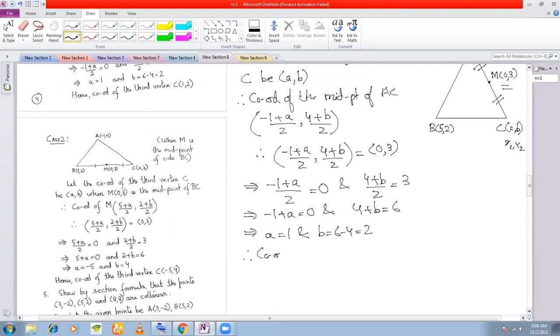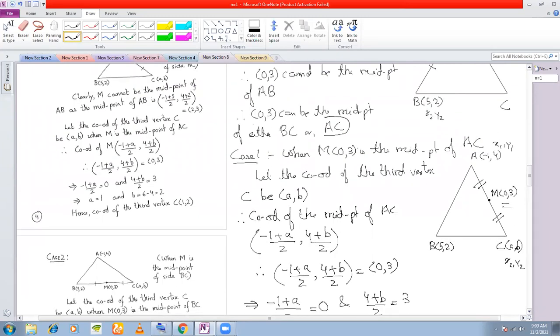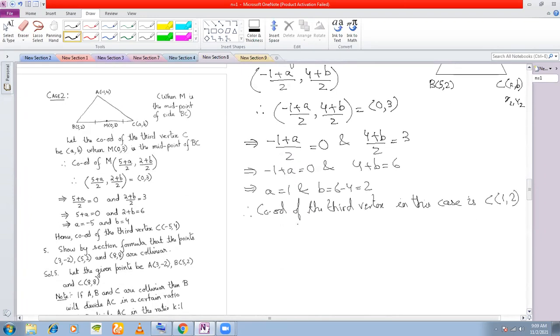So therefore, what is the coordinates of the C in this case? Therefore, coordinates of the third vertex in this case is C1, (1, 2). So we've got the coordinates of the third vertex in this case, but there are two possibilities. That is, it could either be the midpoint of AC or it could also be the midpoint of BC. So we consider the second case when M is the midpoint of BC.